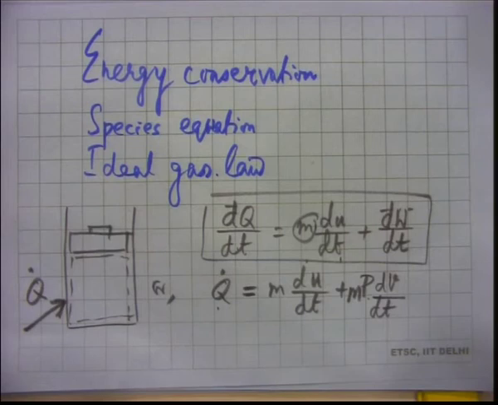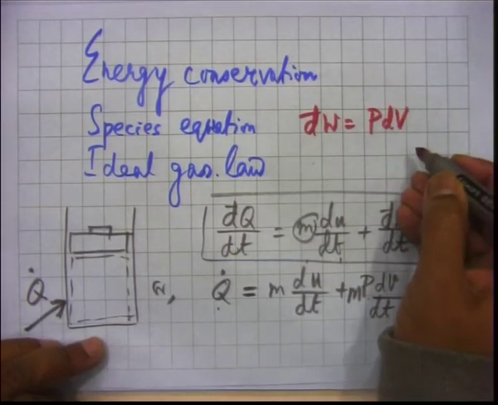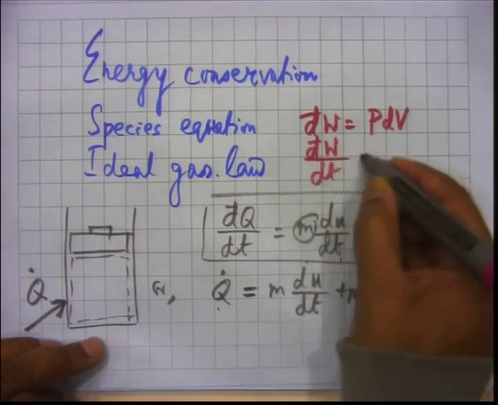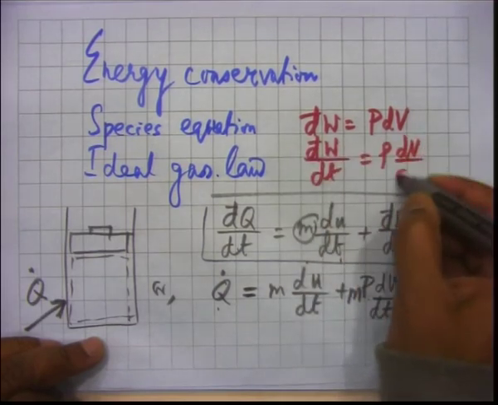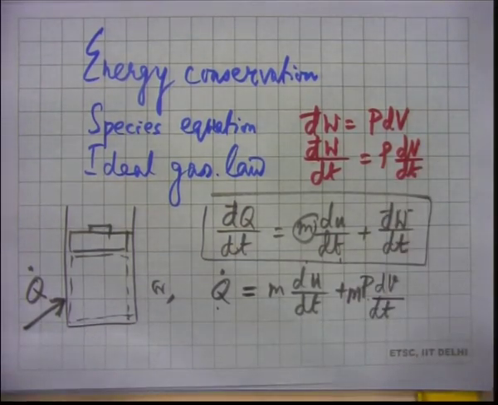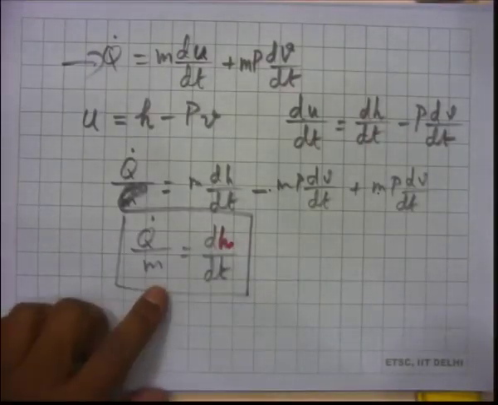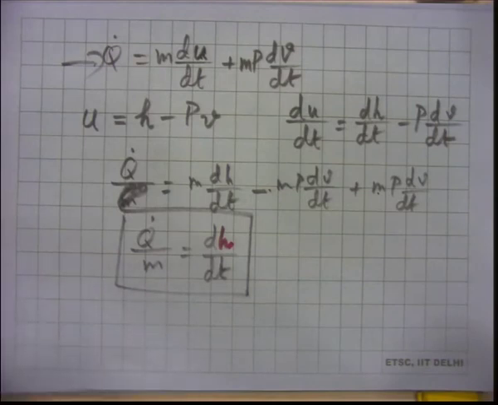See, dW, okay, d cross W is p dV. So, it is p dV dt in this case, because we are treating pressure to be constant. That is why it is dV dt. Otherwise, pressure would have had to be differentiated, but it is not the case, pressure is constant. So, Q dot by m is dh dt, and we want to bring in temperature, that is the plan.